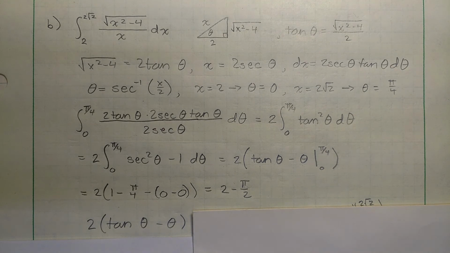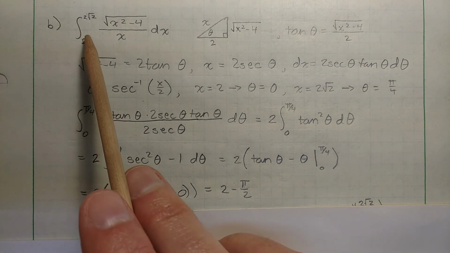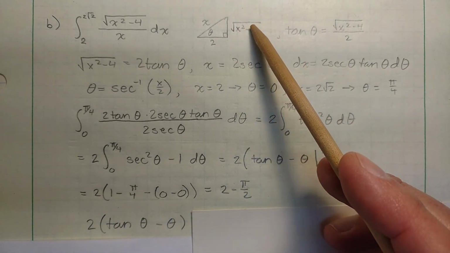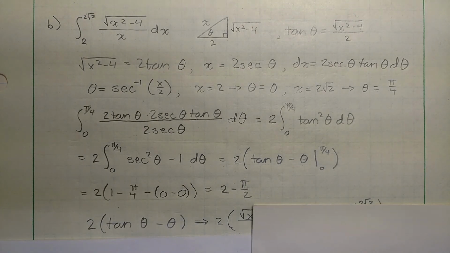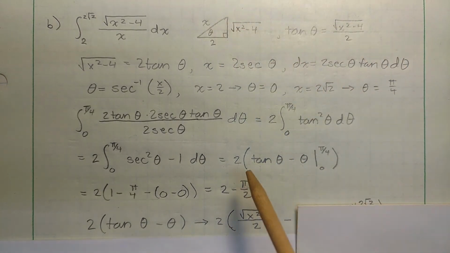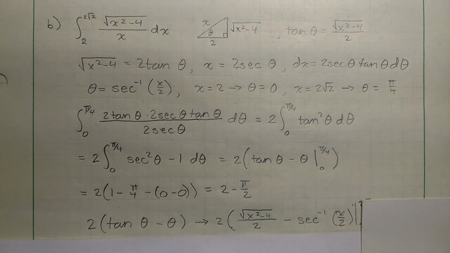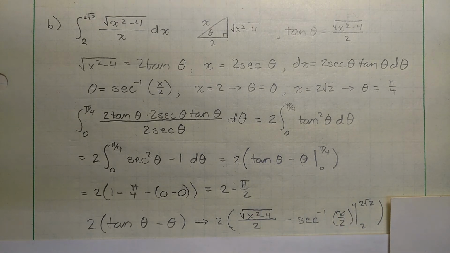And now what I would have to do, since my limits that I know are still back here in terms of x, is change this back in terms of x. So the tangent of theta, looking back at my triangle, I know the tangent theta is this radical over 2. So I know it's going to be 2 times the radical over 2 minus, and I know theta, once again, we found our theta, remember, our theta was inverse secant of x over 2. And now that's going to be evaluated from our x limits, because I substituted back in for x. So I never had to change the limits of integration doing it this way, but I do have a little bit tougher things to evaluate here.